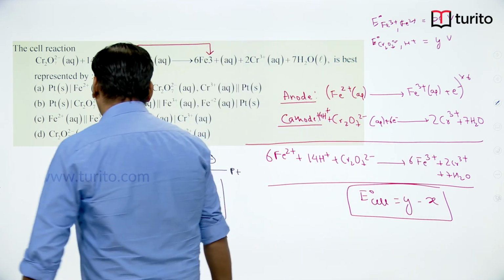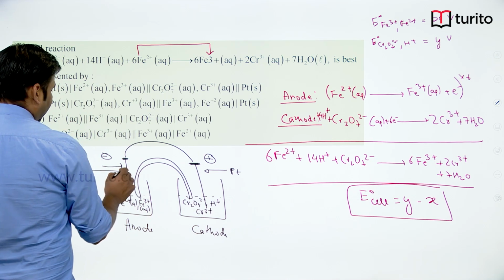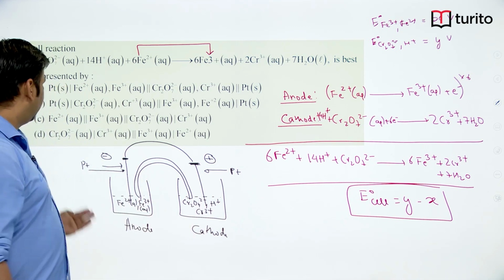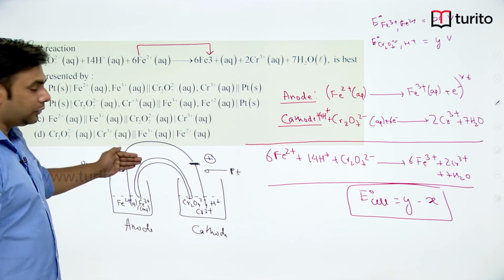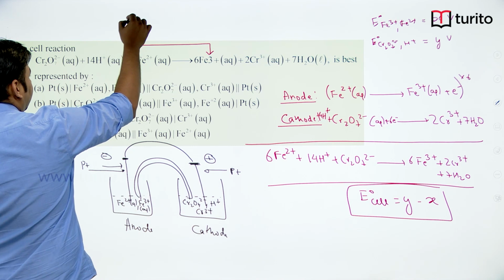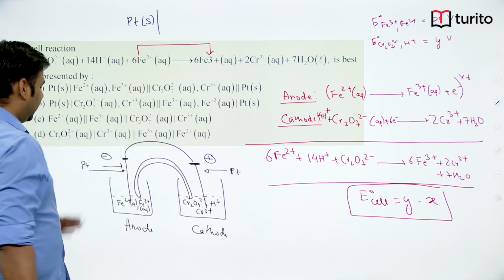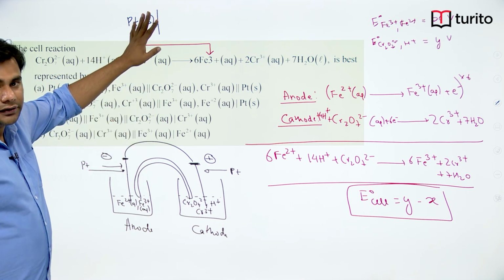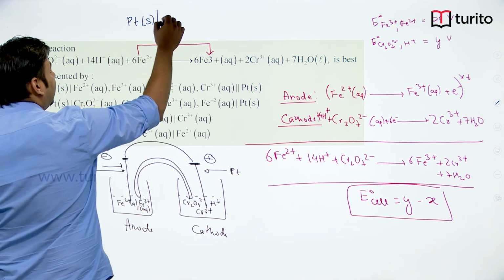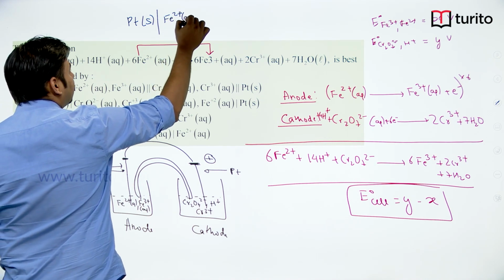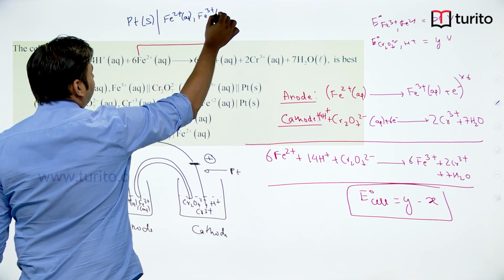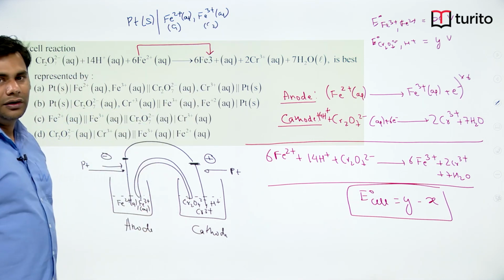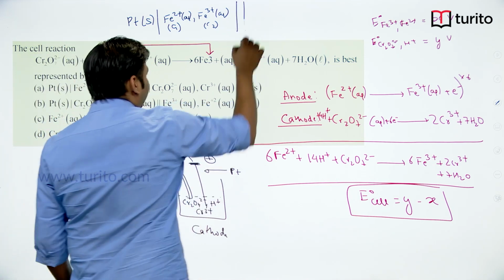So if we want to write the cell notation, obviously what I have told, I have to go inside the anode, come into the cathode and then come outside. So when I enter into the anode, I will enter through the wire. So first I will encounter platinum solid. Okay, so this is another phase, solution. Then I will enter into the solution, because they are in different phases, so they are separated by a single bar. Then in the solution we get Fe2+ aqueous, comma, Fe3+ aqueous. If their concentration was given as C1, C2, we'll write them also, but in this case no concentration has been mentioned.